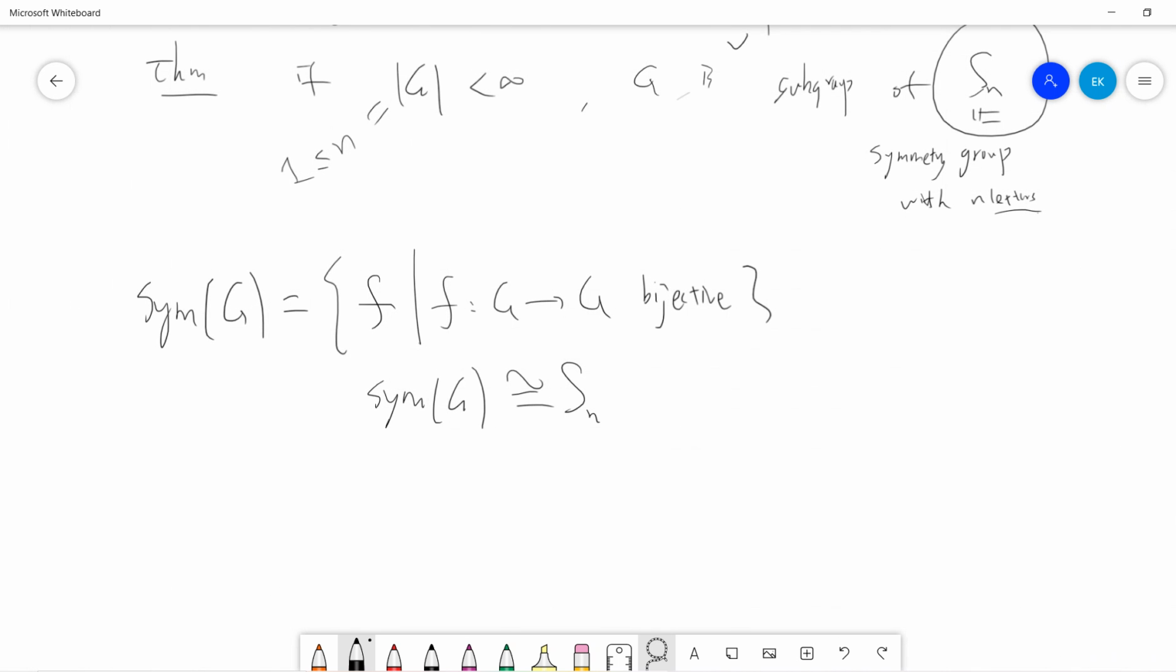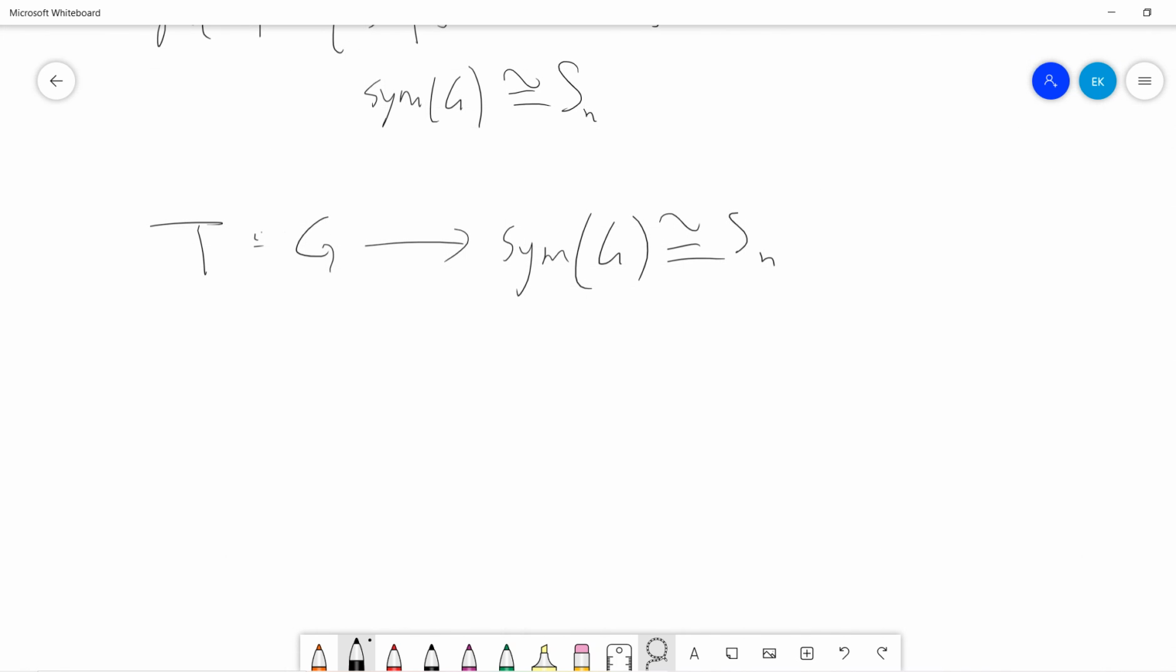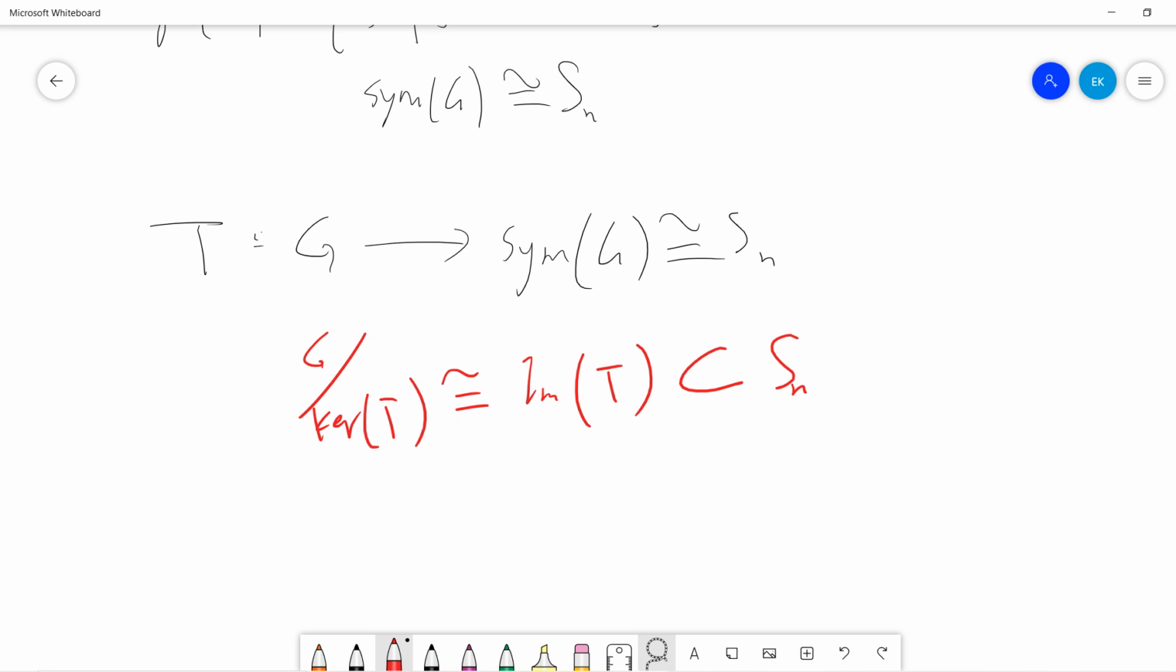Now we can construct a map T from G to Sym(G), which we know is isomorphic to Sn, and we want to use the first isomorphism theorem. With the first isomorphism theorem, if T is a homomorphism, then G quotient kernel of T is isomorphic to the image of T, which is some subgroup of Sn.